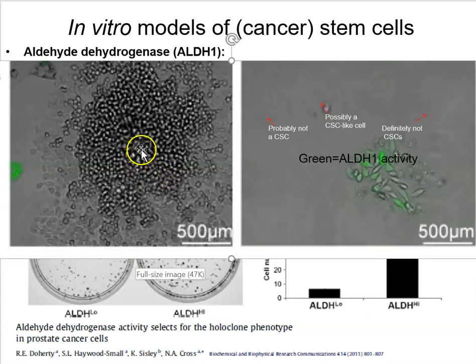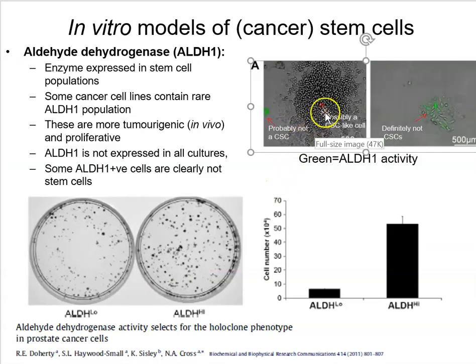Doesn't really show. I can assure you there's a green pixel within there. And that is an ALDH positive cell, which we think gave rise to this highly aggressive, rapidly proliferating colony. When we isolate the ALDH positive cells and put them into cell culture, they give rise to highly proliferative cells like these, whereas the ALDH low population gives rise to fewer cells.